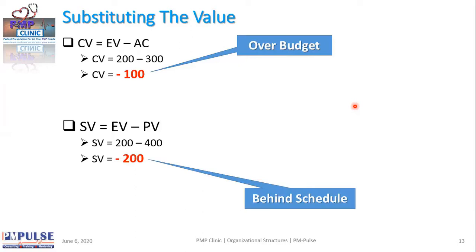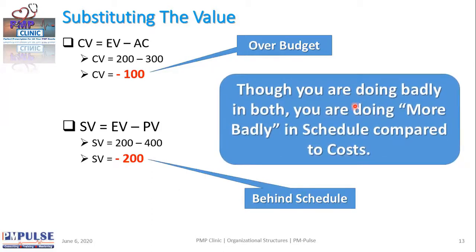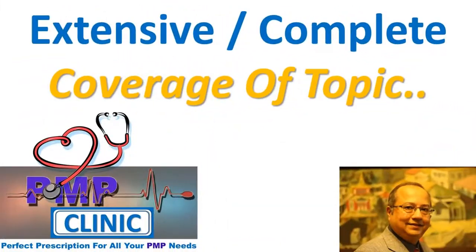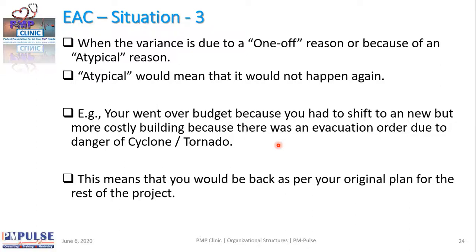The beauty is that now you can actually compare cost with schedule, right? If I ask you, hey, I understand that you're doing badly in both, but which are you actually doing more badly on? Which is a bigger problem area for you? And you suddenly realize, hey, we are doing badly in both, but actually I am worse off in schedule. I'm doing more badly in schedule compared to cost. All right, so I hope I made myself very clear.